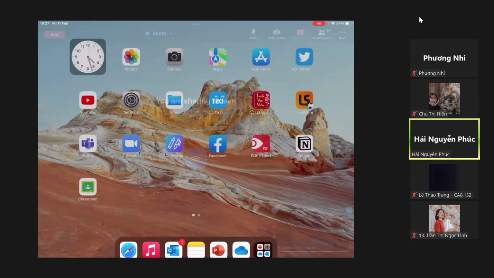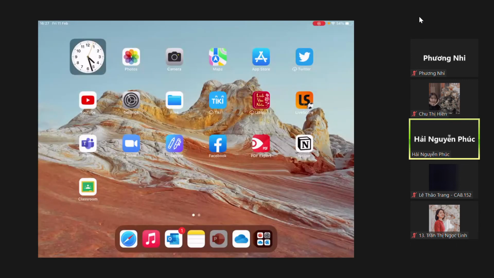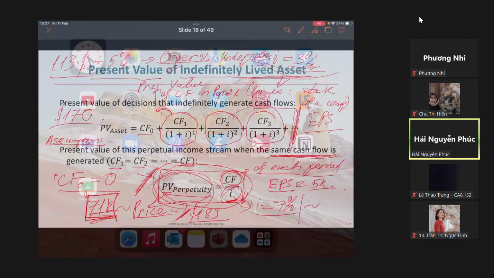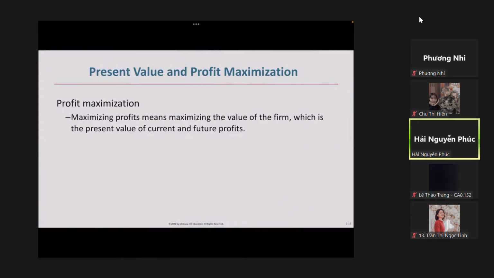All right, let's go back. Let's go back, right? Right, so based on a discussion later on, you can see that the goal of the firms about profit maximization is essentially equal to the goal of maximizing the present value of the firms.